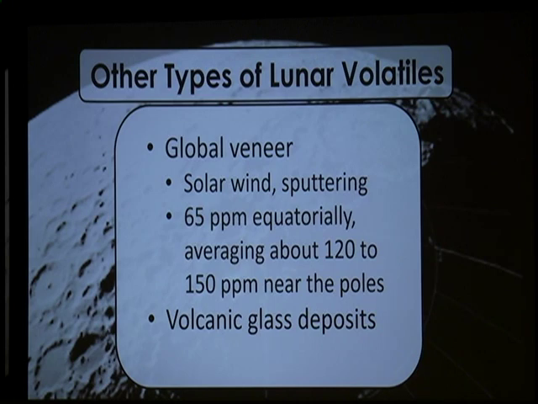There are other volatiles on the moon. There's globally a veneer of hydrogen from the solar wind. It's very low density, like 65 parts per million at the equator, and it's just a very thin layer. So it's probably not a resource you could use. But there are volcanic glass deposits that have about 50 parts per million of water in the bulk of those deposits at other locations around the moon.